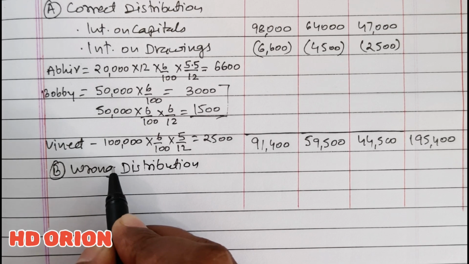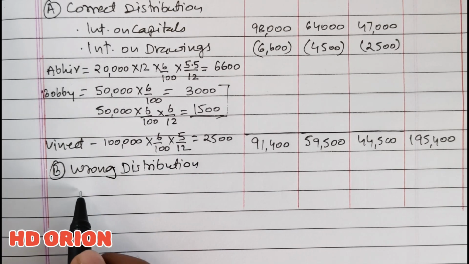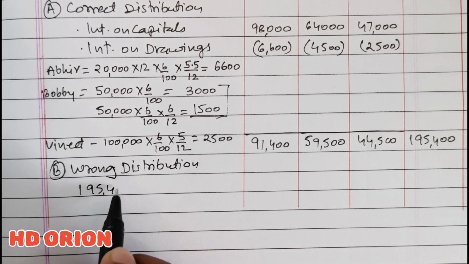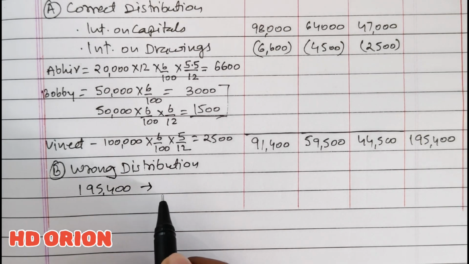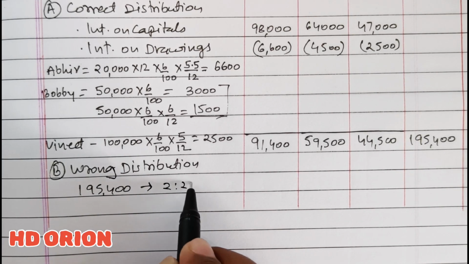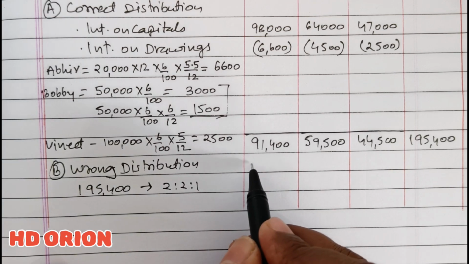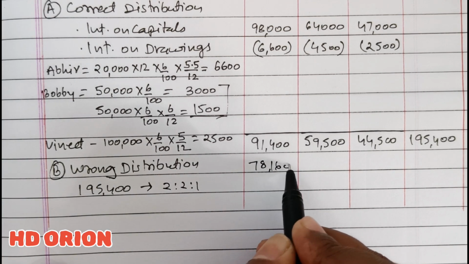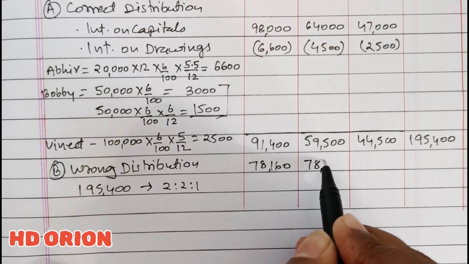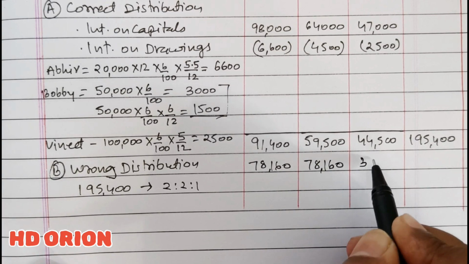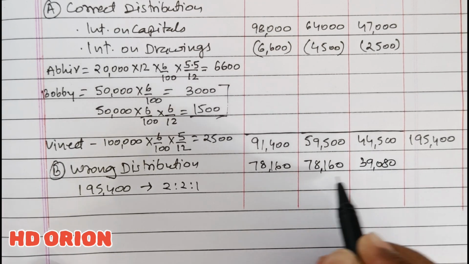Wrong distribution of 1,95,400 in their profit sharing ratio, that is 2:2:1. So you get 78,160 for first two partners and 39,080 for the last partner.